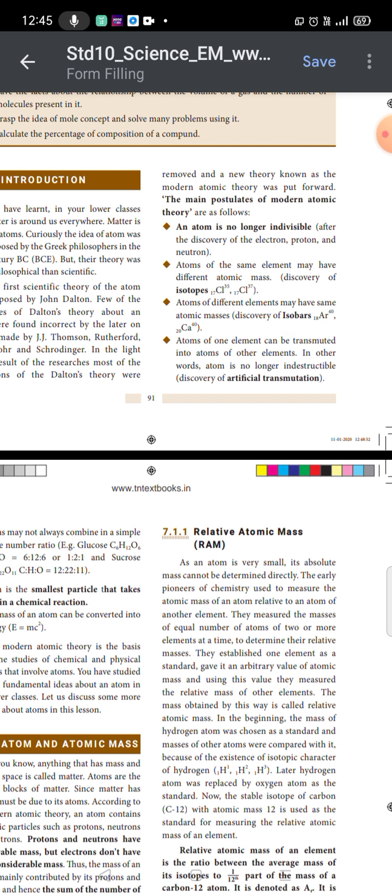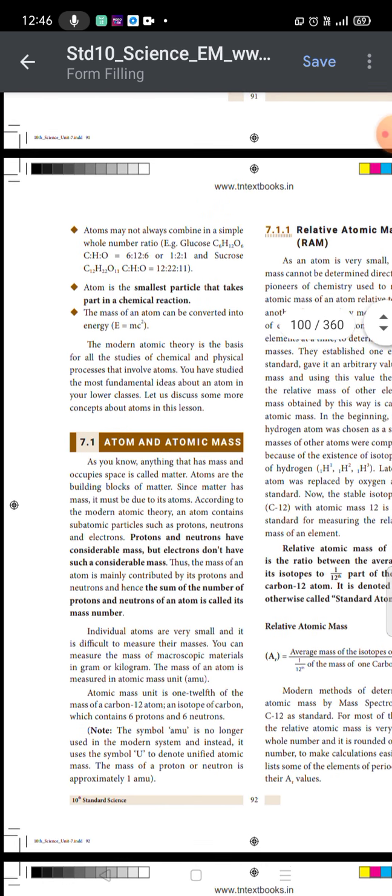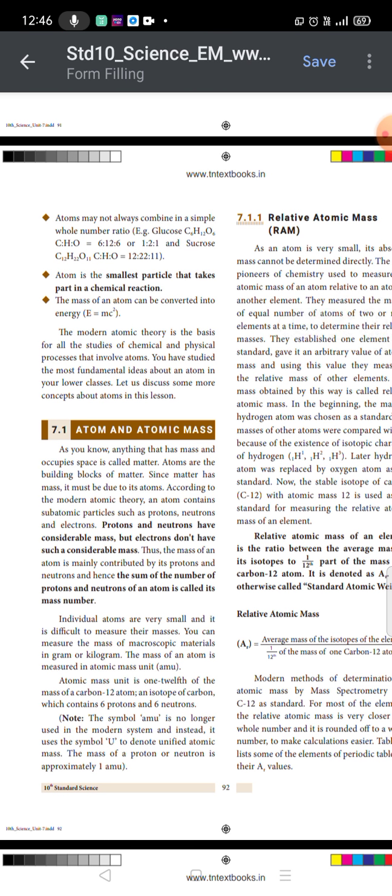The next point, atoms of one element can be transmuted into atoms of other elements. In other words, atom is no longer indestructible. Discovery of artificial transmutation. Atoms of one element can be transmuted into atoms of other elements by artificial transmutation. The next one, atoms may not always combine in a simple whole number ratio.